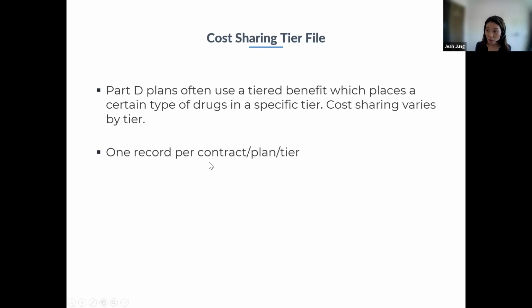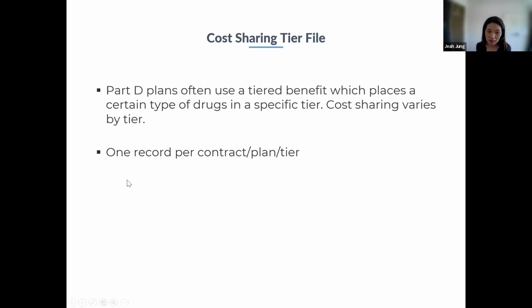And so that information, how they create the tier, how much they charge, and that type of information is all in this cost sharing tier file. So what would be the unit of record in this file? That's contract plan tier. Think about it.